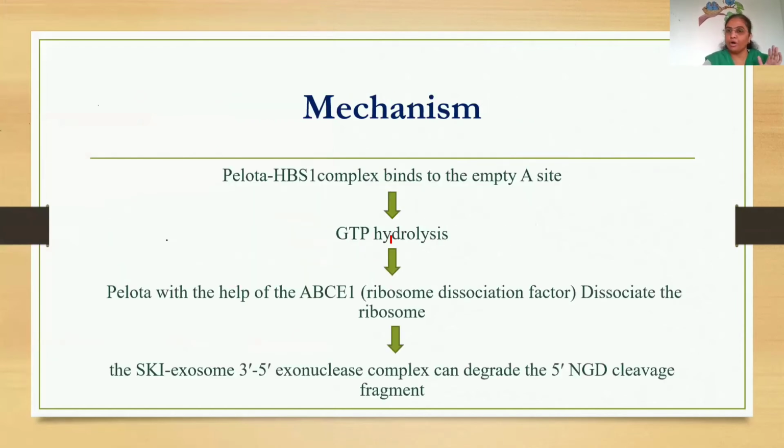It is going to bind at the ribosome. Pelota and Hbs1 bind at the A site of the ribosome, and like in termination, there is GTP hydrolysis. After the GTP hydrolysis, Pelota, with the help of ABCE1, a ribosome dissociation factor, dissociates the ribosome.